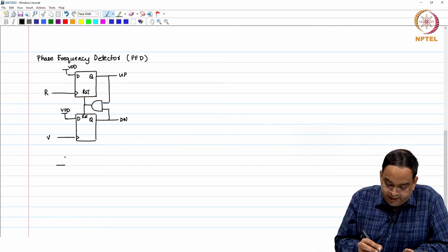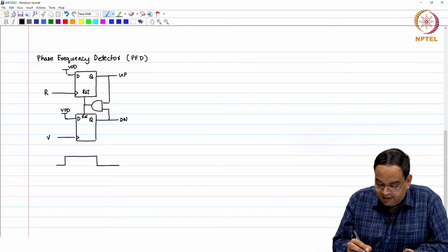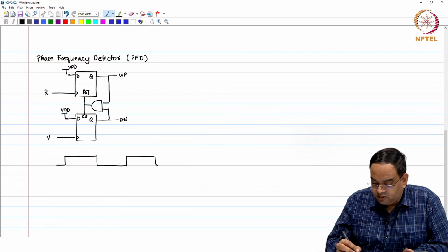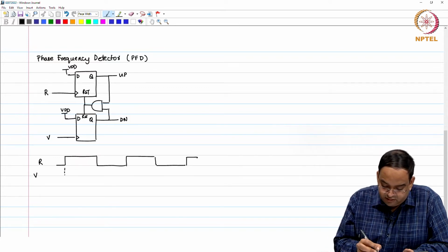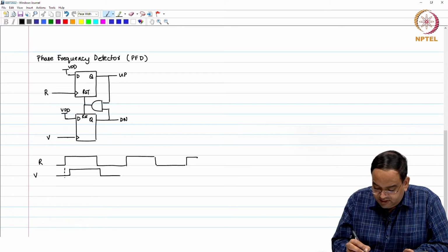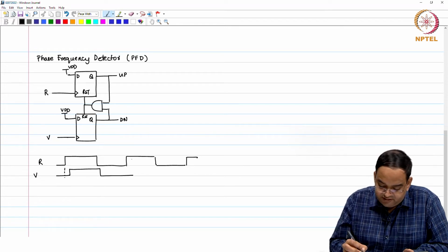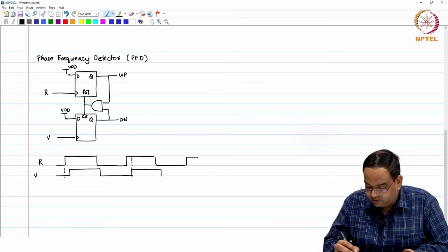So, I have my R signal like this. First, look at the phase error detector operation. I have my R signal like this, and my V signal slightly shifted from here, just to show you how it will detect the phase error. In this case, right now I am assuming that the frequencies are the same and the phase is different. We will look at the frequency error in a moment. So, do not worry about that part.